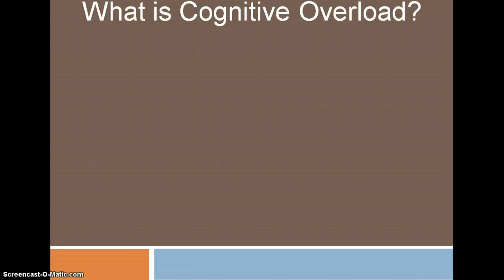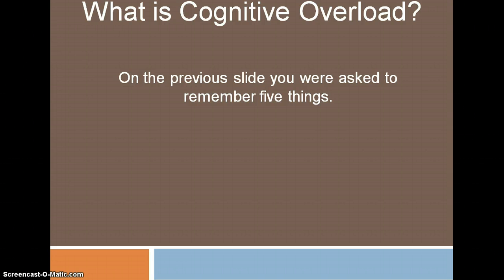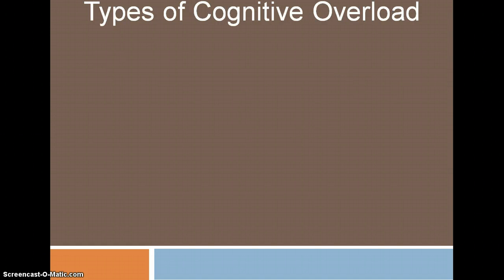Cognitive load is the taxation of the brain's capacity to take in new information, process it, and return a constructed meaning. On the previous slide, you were asked to remember 5 things. Can you? Cognitive load is divided among 3 categories.